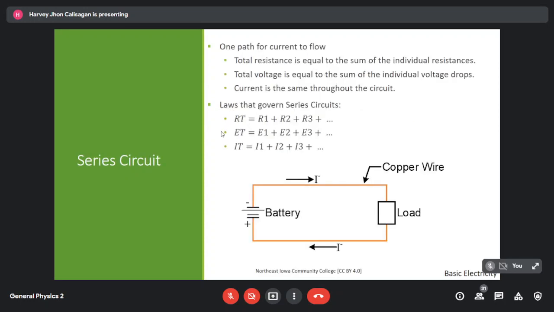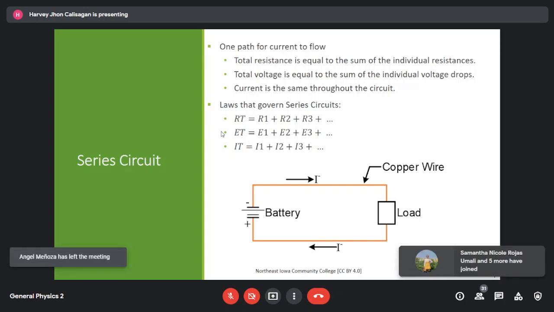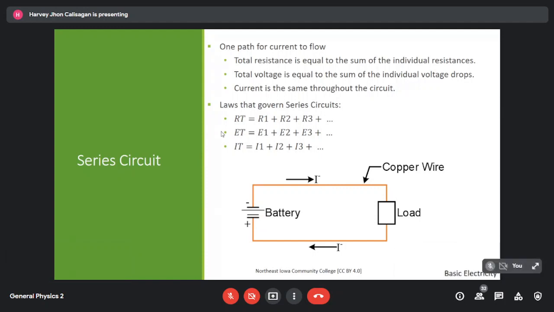Okay. Let's talk about series circuits, since we keep on talking about where the current flows. One path for current to flow is what we call a series circuit. The best example for the series circuit is, let's say, Christmas lights. But we have this multiple number of bulbs. But you have to understand that the power of the current that is flowing to light the bulbs is coming from one major source only, one specific source only.